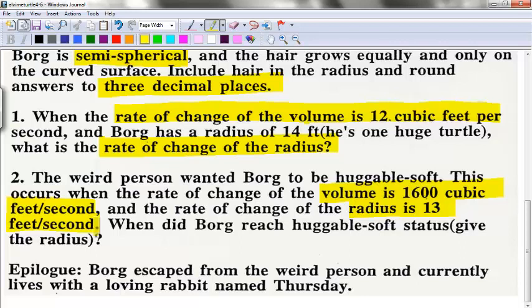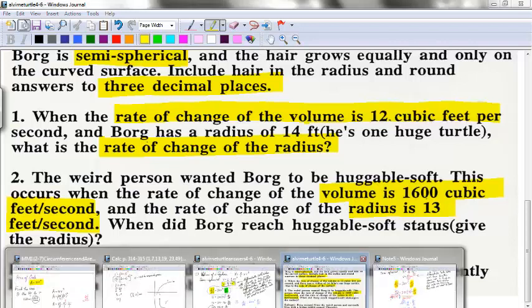They're giving us the rate at which the volume's changing. What's the 13? The change of the radius. That's not the radius. We're solving for the radius. So basically they're giving us both rates of change. Okay, so let's go back.